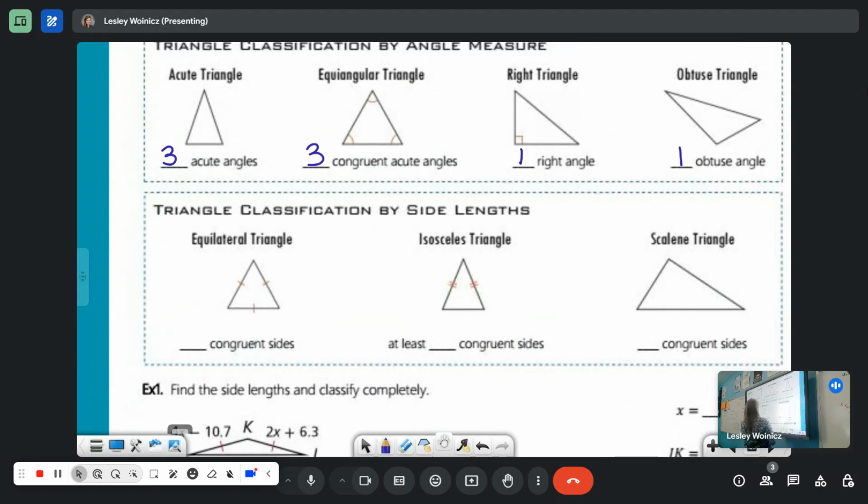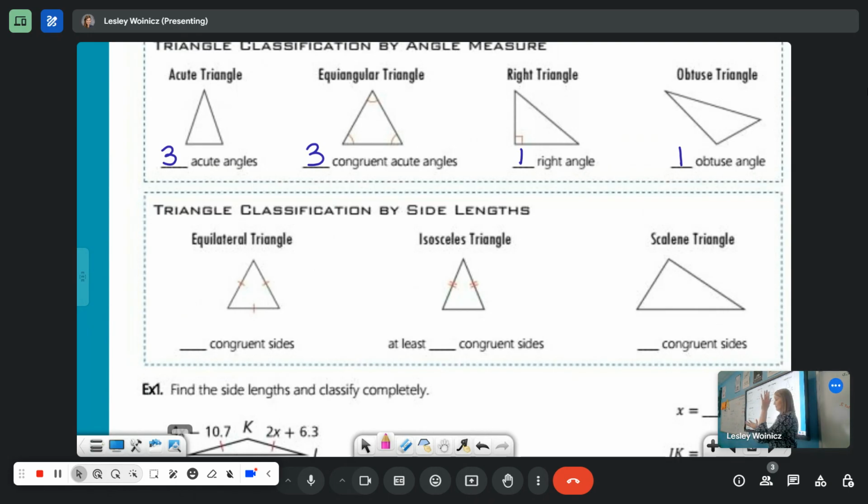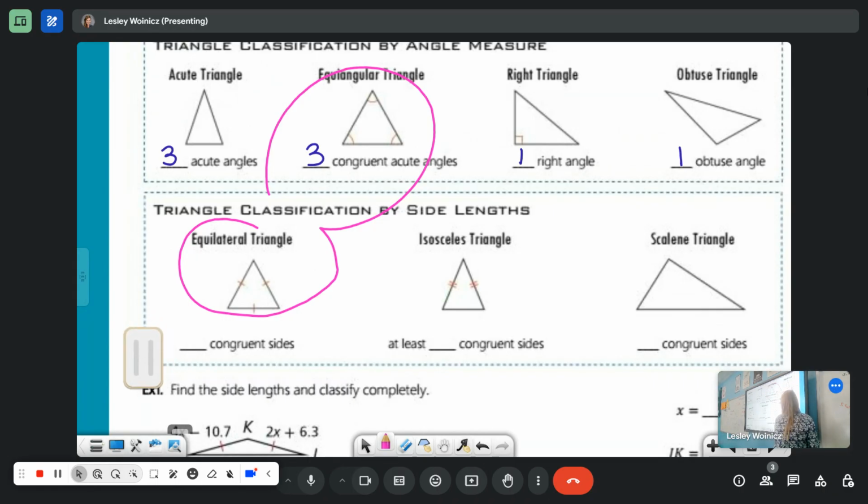We've already talked about how the bigger the angle, the bigger the side is going to be needed to cover up the angle, right? So we decided that if we had 3 of the same angle, we would need the same side opposite each of those. Okay, so if we have an equilateral triangle, it's also equiangular. All right, so we have 3 congruent sides, at least 2. So like you were saying earlier, any equilateral triangle is also isosceles.